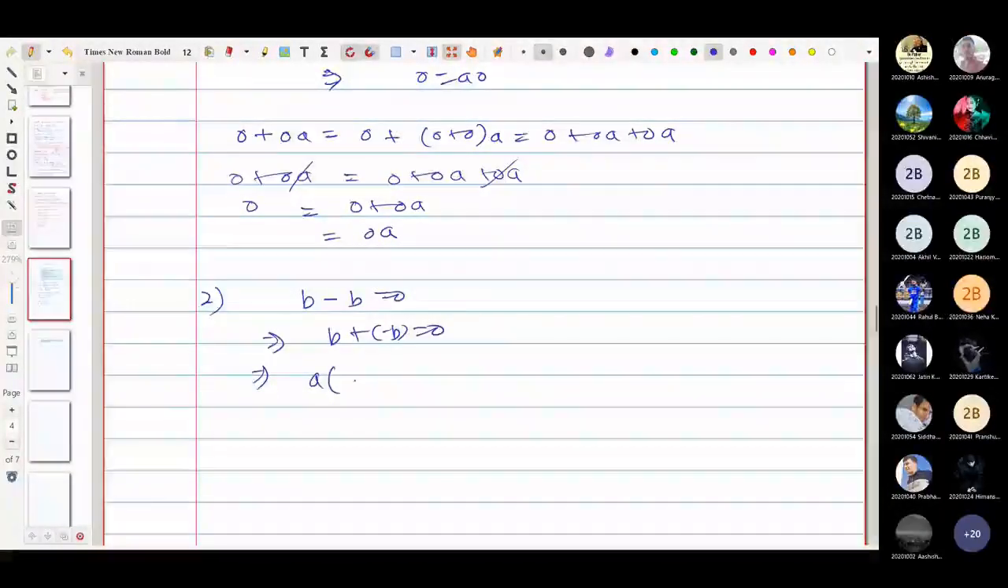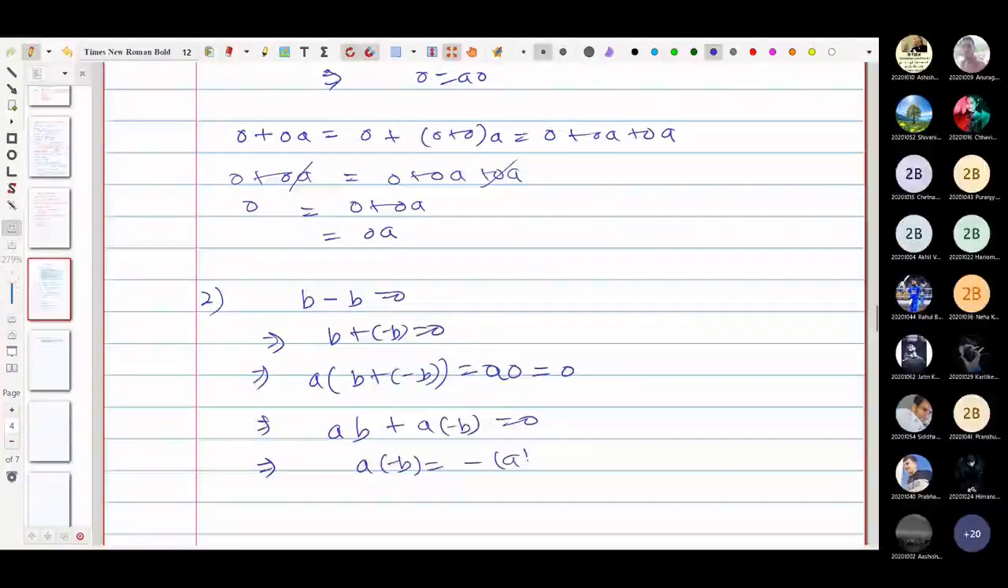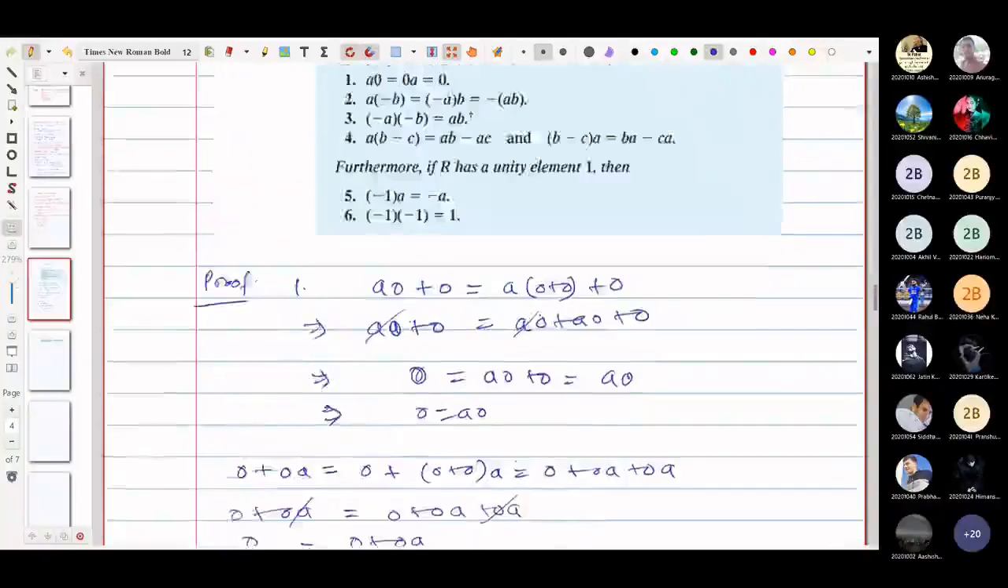So let us multiply on both sides by a from the left. So a times (b plus negative b) equals a times 0, and a times 0 is 0, as we have just seen in the first part. Using the distributive law, we can write ab plus a times negative b equals 0. So this gives us a times negative b equals negative of ab. So we proved this part.